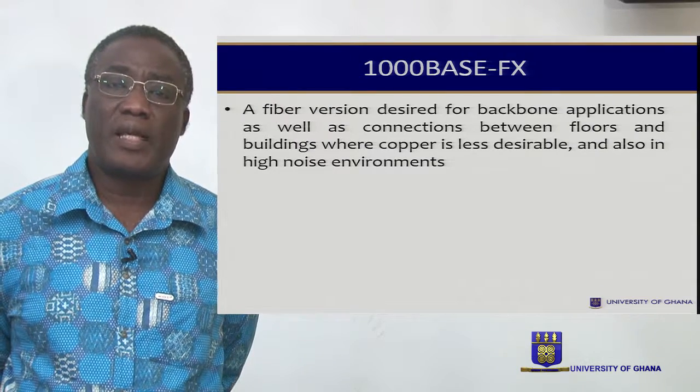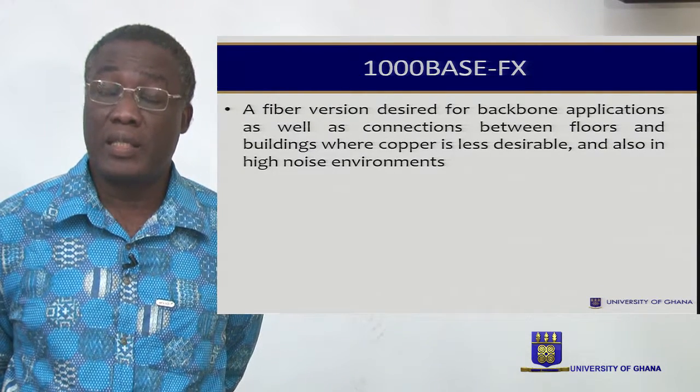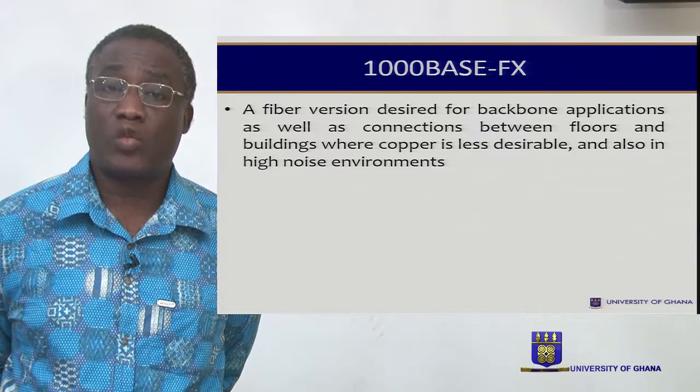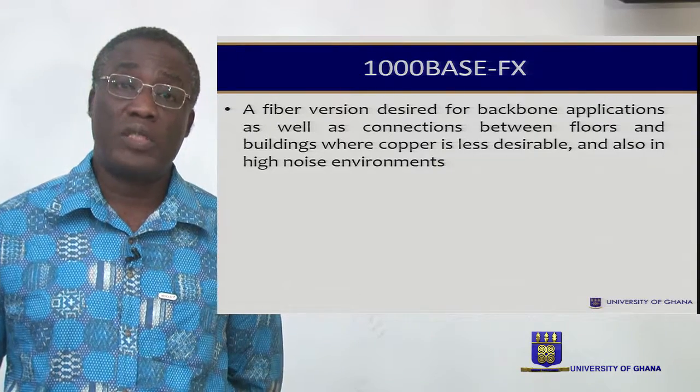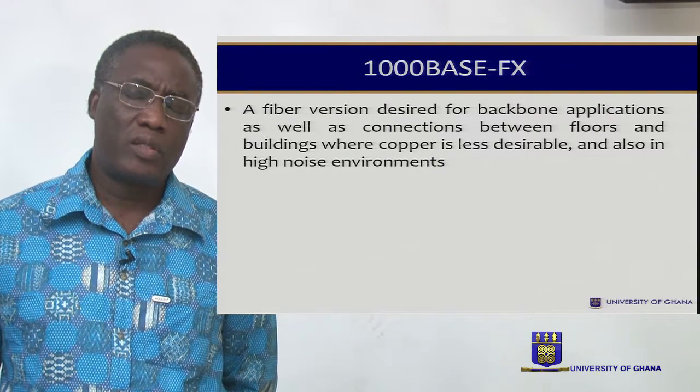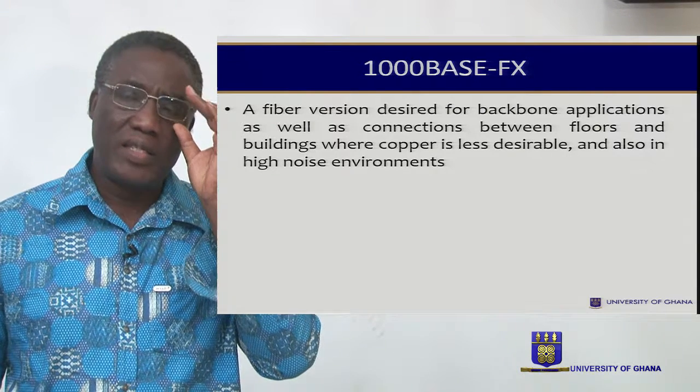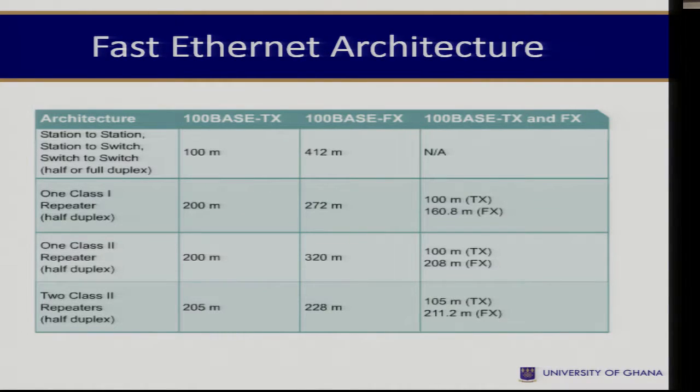The 100BASE-FX is a fiber version which is designed for backbone applications, as well as connections between floors and buildings where copper is less desirable, and also for use in very noisy environments. Why do you then use fiber in noisy environments? The table here shows you some of the parameters and how it is used, so you can compare 100BASE-TX and 100BASE-FX. So you can do a comparison and see how they work for the particular type of architecture, and the parameters that are applicable.